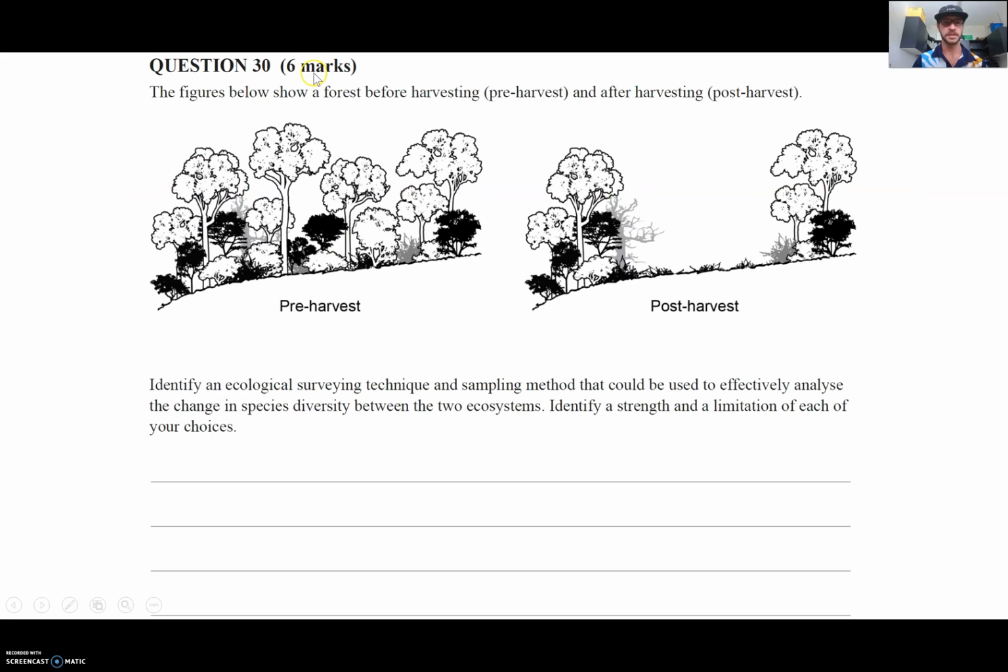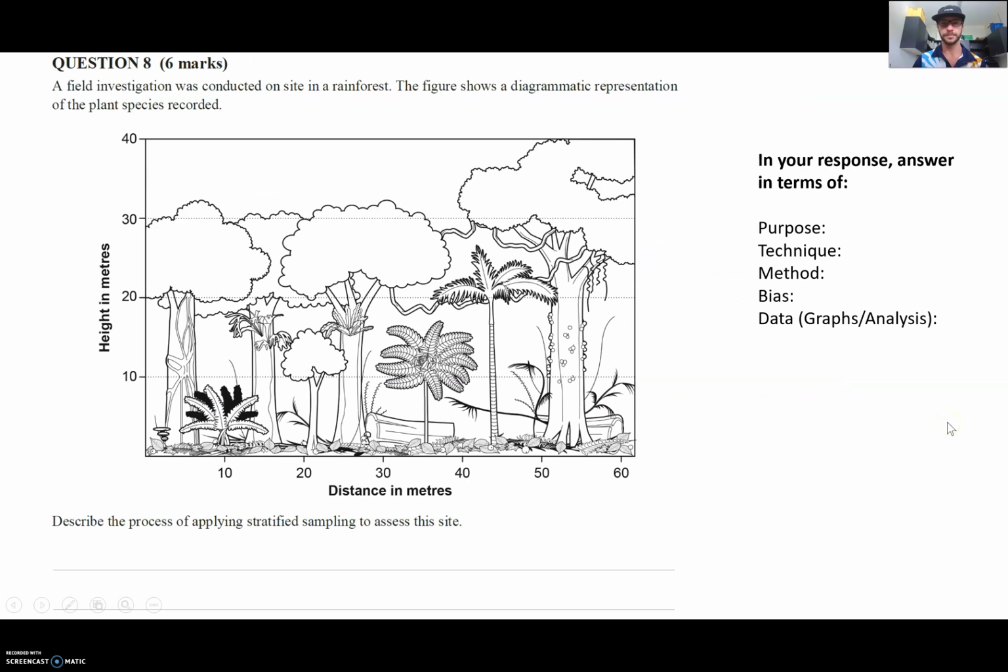The next one, 6 marks, getting up there. We're looking at the same area of land, pre-harvest and post-harvest, and it's asking you to identify an ecological surveying technique, so that's the equipment, and the method, how you will use that equipment to be able to gather information on species diversity between the two ecosystems, and to identify a strength and limitation of your equipment and of how you're going to use that equipment. I would suggest use more lines than this in your response as well.